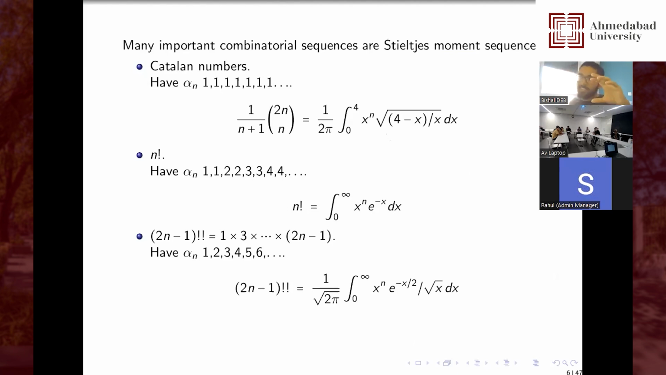So you see that there are fundamental central limit theorems in probability theory, and their corresponding measures and moment sequences are fundamental sequences which occur all around mathematics. So let me proceed.